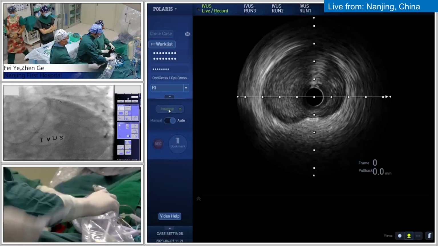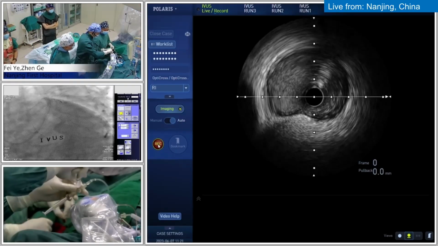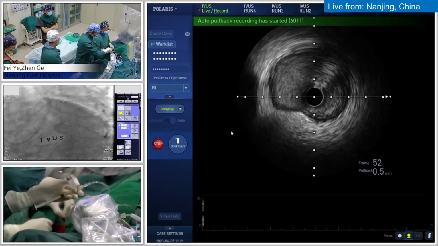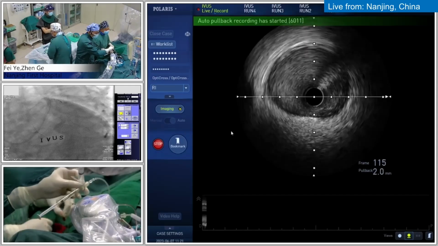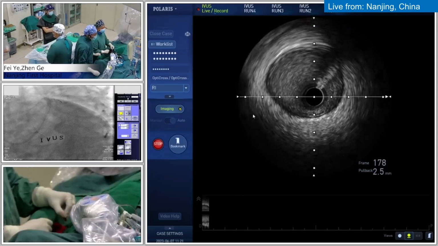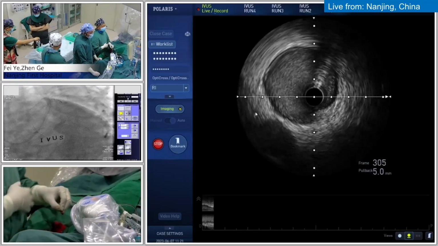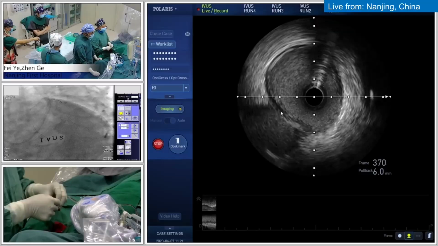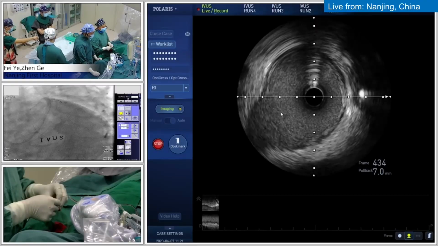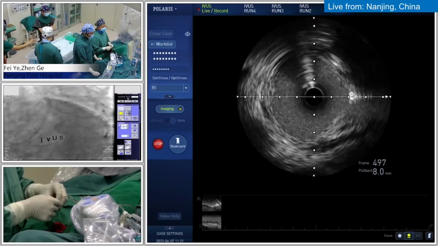Okay, this is the Ramus. I will pull back. The proximal Ramus is normal, vessel diameter about 3.5. And there are so many huge side branches. And here we can see a side branch. Oh, it's a normal diagonal.